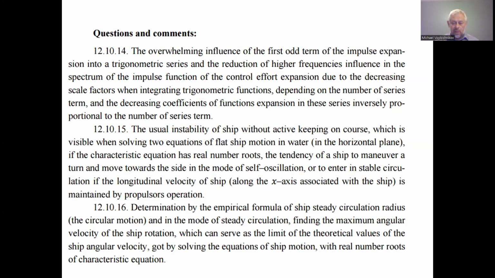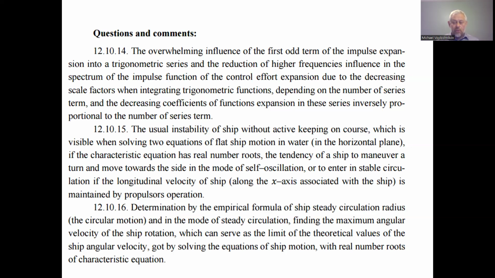This we can see by the Fourier approach of the expansion into the trigonometric series and the methods of finding the coefficients in the Fourier approach. This exactly reflects the properties of the ship as a physical mechanical system, because this undergoes the concepts of the mathematical approaches used, which describe the physical properties of the ship. This reduces the high frequencies' influence in the spectrum of the impulse function of control efforts.